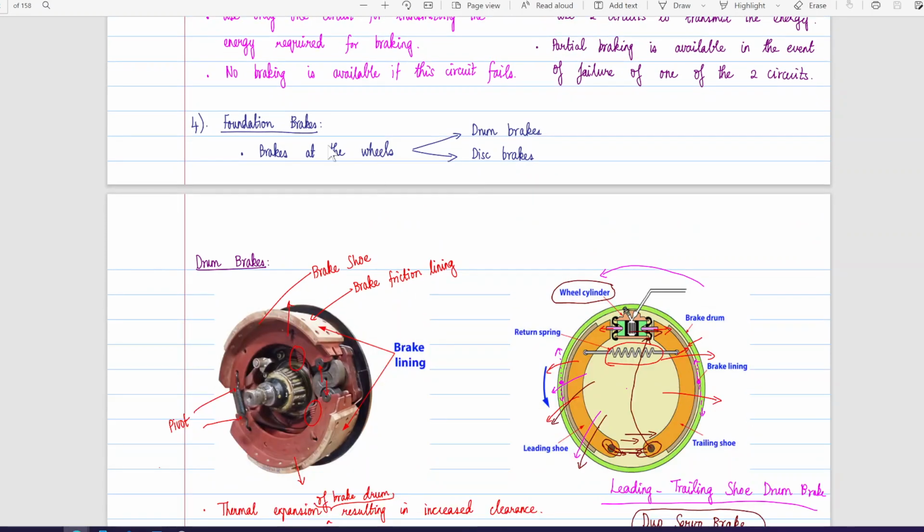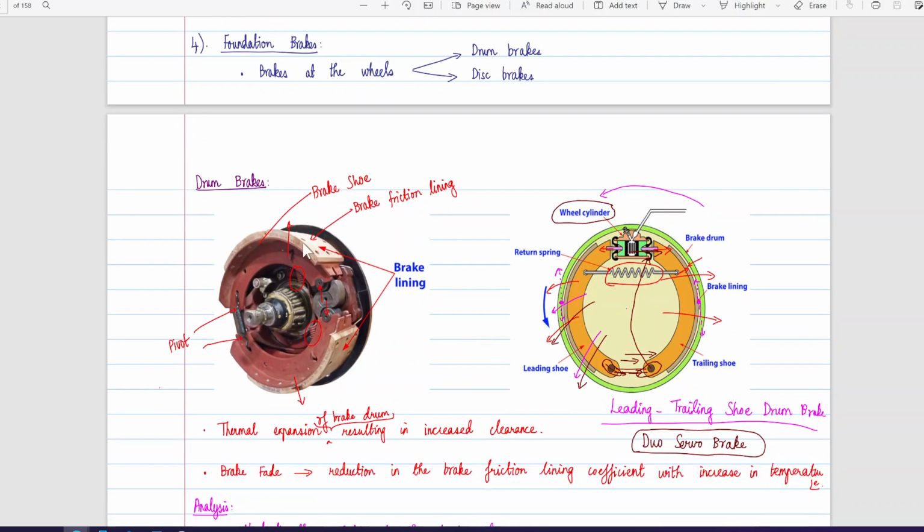Then coming to the foundation brakes, these are the primary brakes which we use for dissipating the energy as friction. So these are brakes at wheels, and they are typically categorized into drum brakes and disc brakes. So let's take a look at each one of these now, starting with drum brakes.